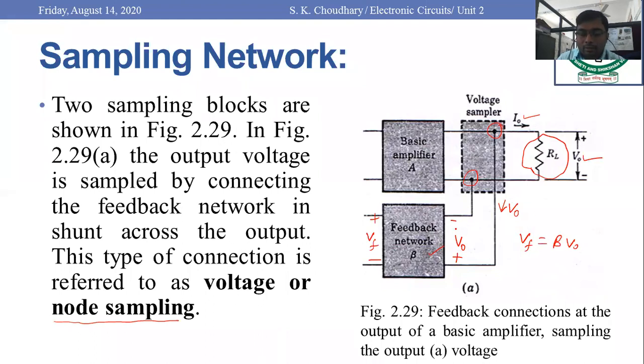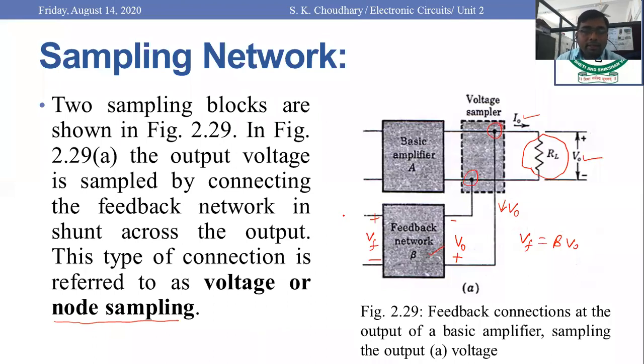So a small amount of output voltage would be fed back through the feedback network to the input network of the amplifier. In this way we do the voltage sampling, when we connect the feedback network in parallel with the load resistor.